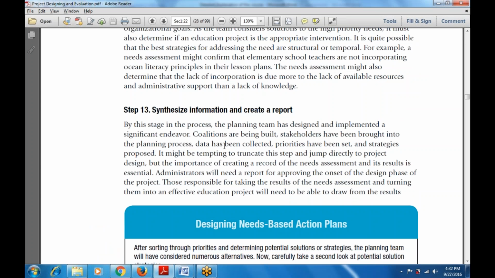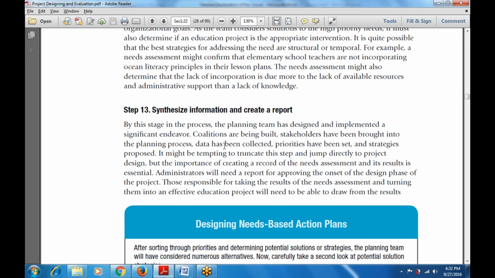By this stage in the process, the planning team has designed and implemented a significant behavior. Coalitions are being built, stakeholders have been brought into the planning process, data has been collected, priorities have been set, and strategies proposed.